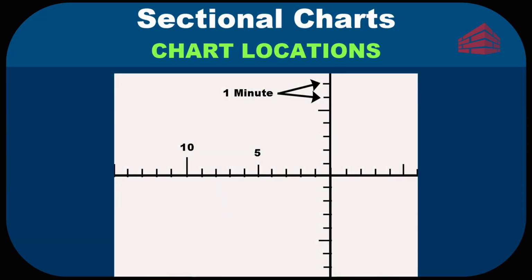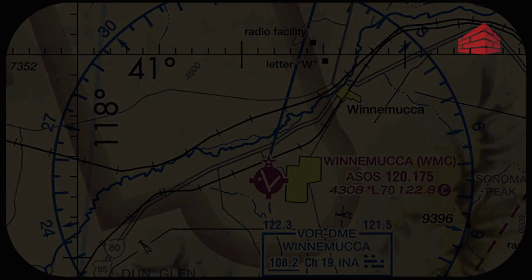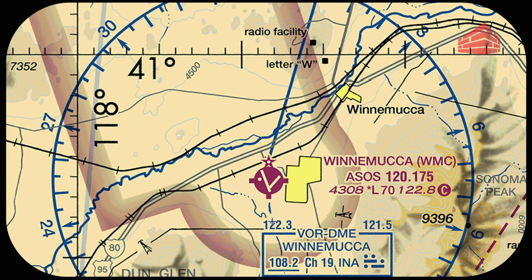Notice that every fifth tick mark is just slightly larger. Also note that every 10th tick mark is even larger still. This is just to make it easier to count the minutes of distance on a navigational chart. So let's look at this on a sectional chart like one you might see on your exam.